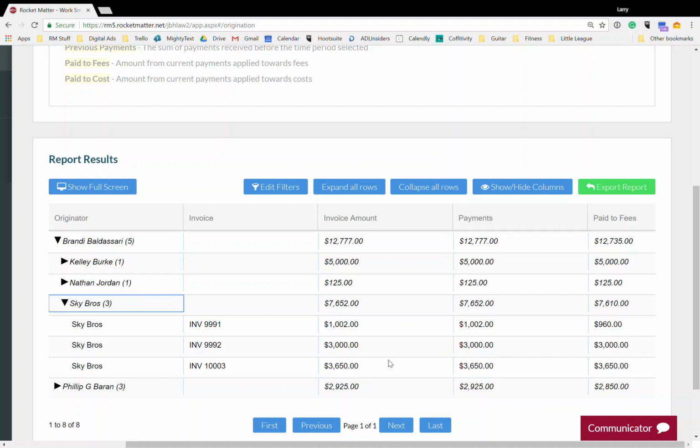This is all exportable, right? So this is all exportable to Excel. So if you have to come up with some sort of percentage calculation about how much you're going to pay people, then that's the way that this works.